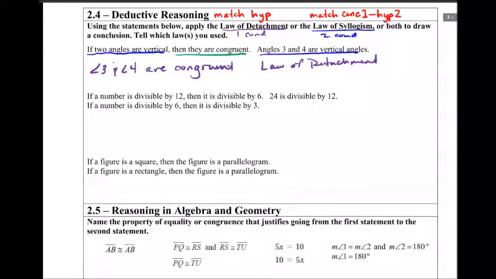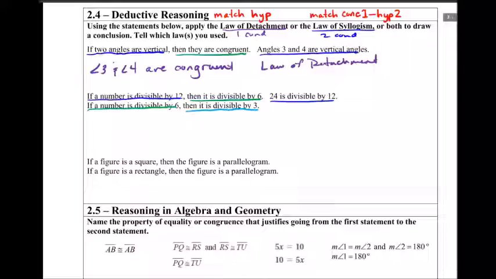We have if a number is divisible by 12, so that's our first thought, then it is divisible by 6. That's a new idea, so we give it a new color. And we have 24 is divisible by 12. Well, that matches our blue statement. So I see a law of detachment there, but we have more stuff going on. So this one says if a number is divisible by 6, I've seen that somewhere before. That's this statement up here. Then it is divisible by 3. That is a completely new statement. So we give it a new color.